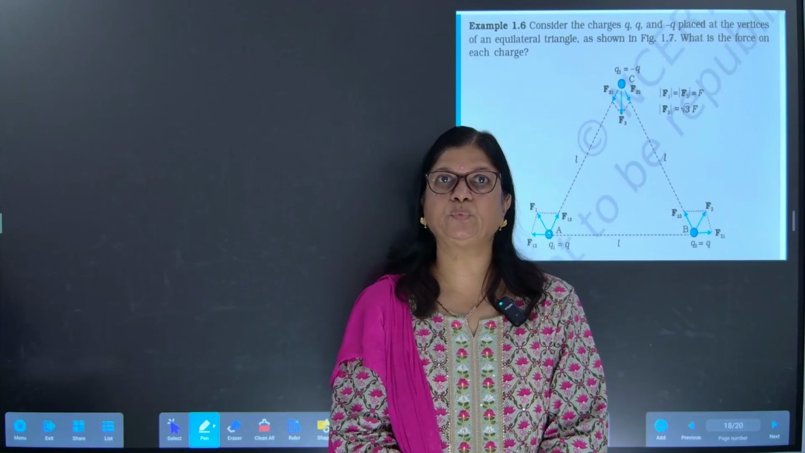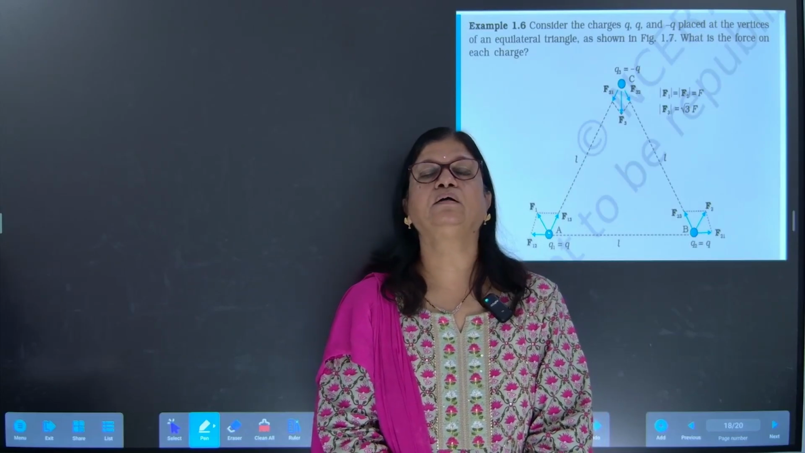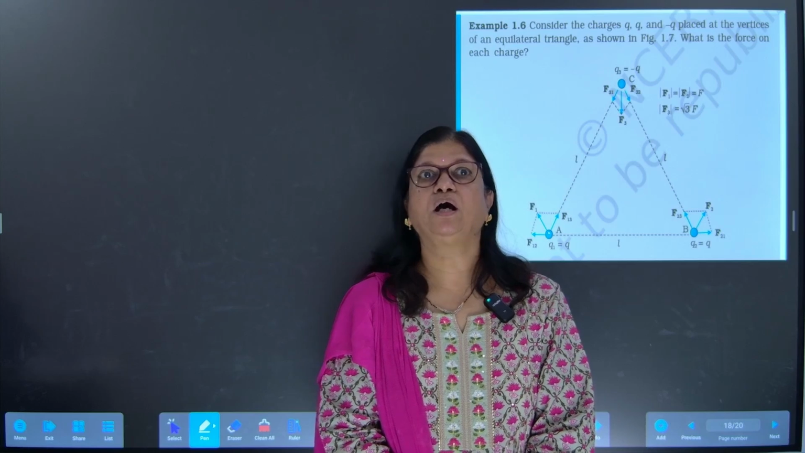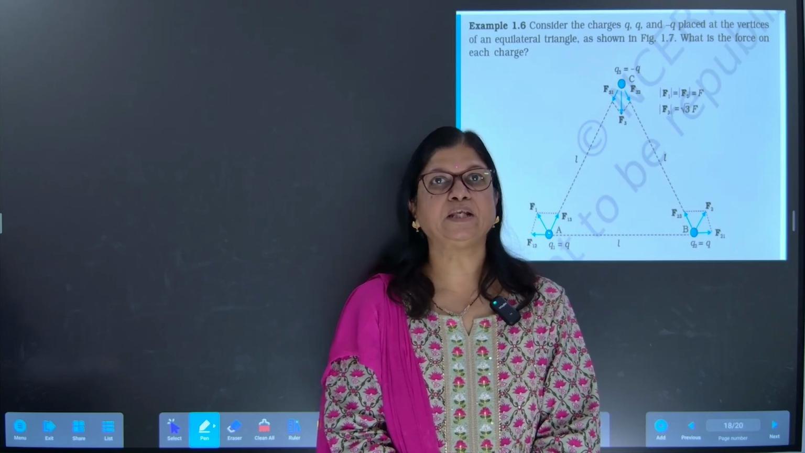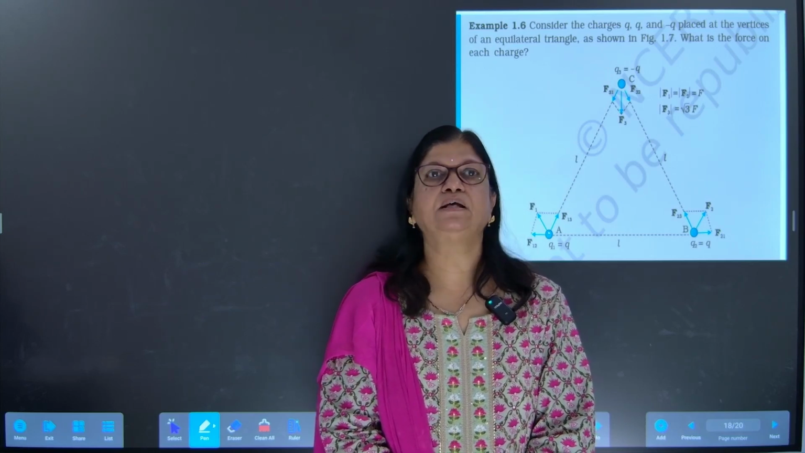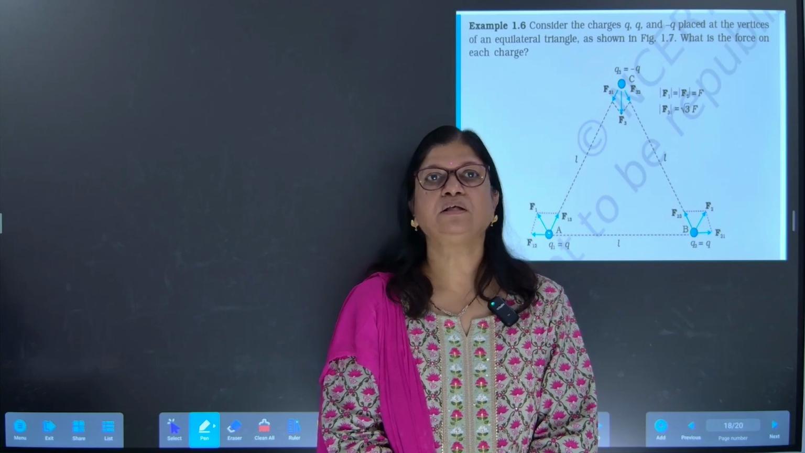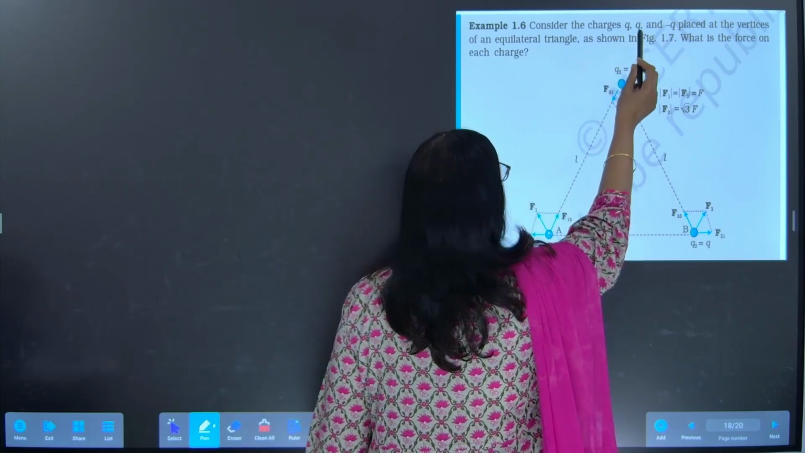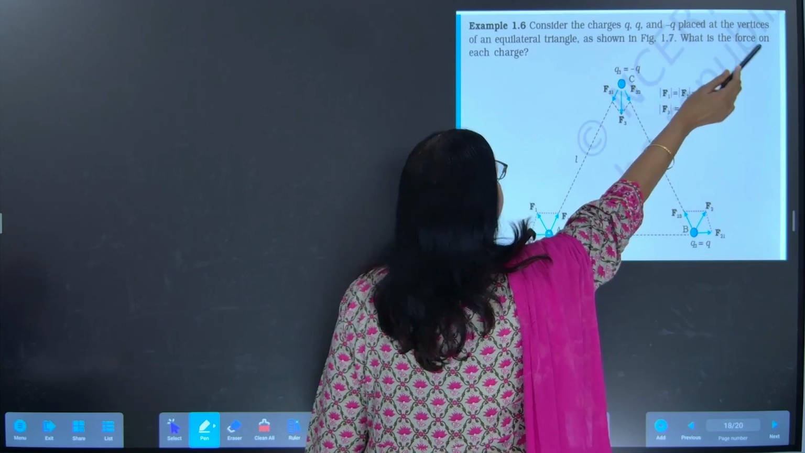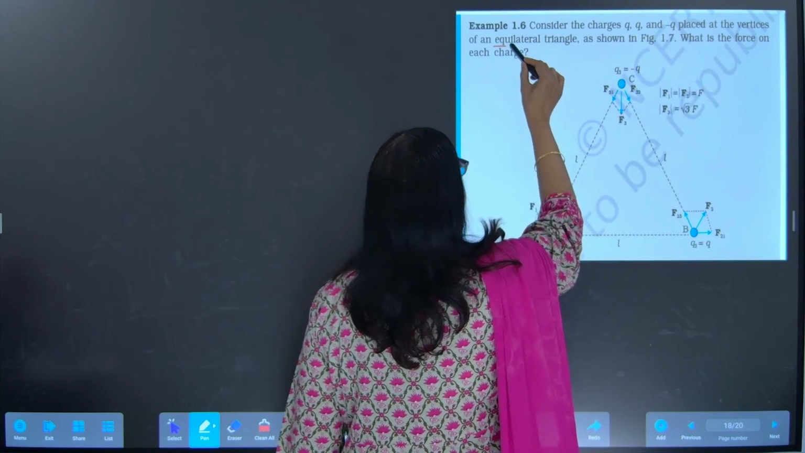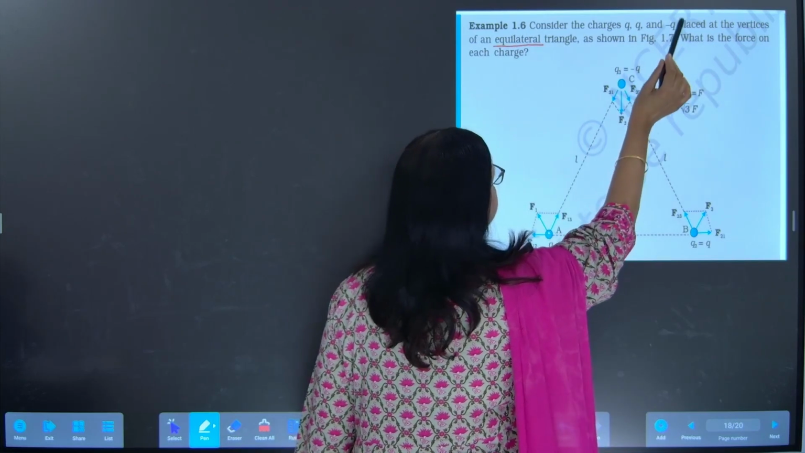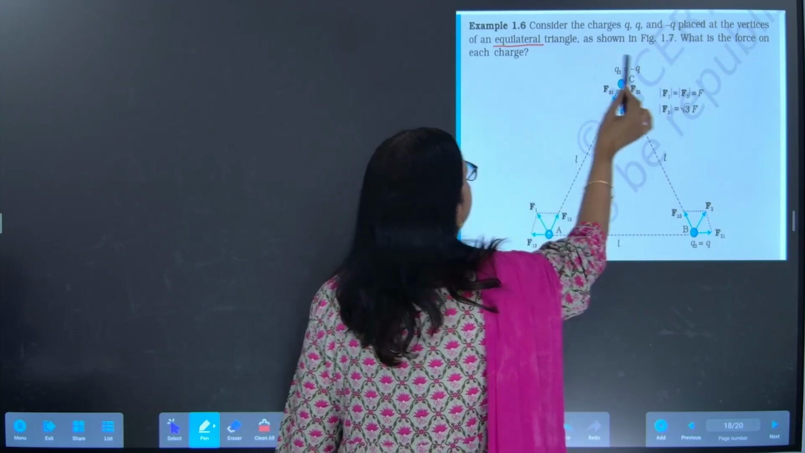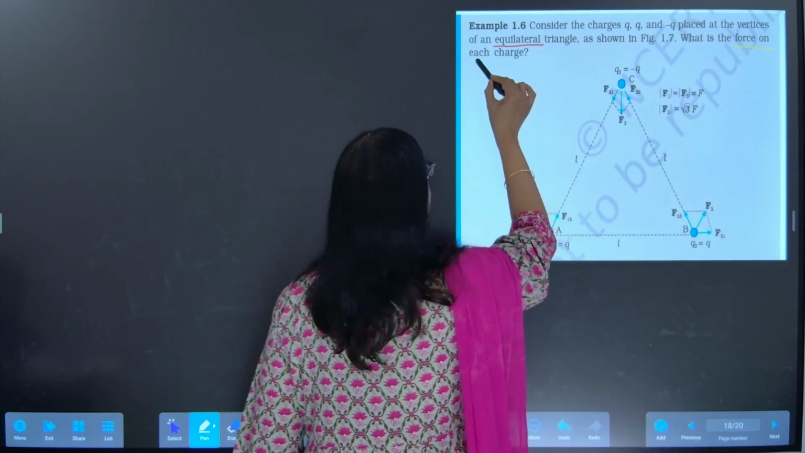So let us continue with the numericals based on the forces due to multiple charges, and we shall do a textbook numerical. In this numerical, there are again 3 charges which have different polarities. So let us read the question. Consider the charges Q, Q and negative Q placed at the vertices of an equilateral triangle as shown in figure 1.7. What is the force on each charge? So the question here is, what is the force on each charge?